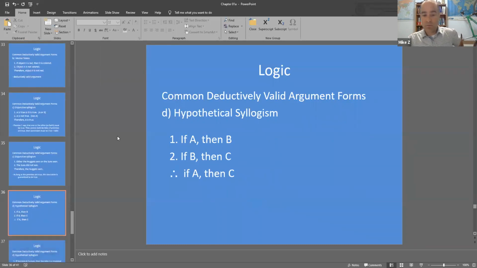Here's another argument form that's always going to turn out to be deductively valid. This is perhaps a fairly familiar one. So if A, then B, whatever A and B are. And then the second premise tells us that if B is true, then C is true. So therefore, we can conclude that if A is true, then C is true. And by the way, notice these three dots here and a little triangle. That's the shorthand for therefore. Just so that we don't have to write out the word therefore over and over again, I'll often use these three dots to represent therefore. So if A is true, then B is true. Second premise tells us if B is true, then C is true. So therefore, if A is true, then C is true.